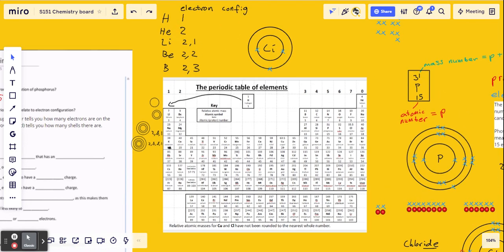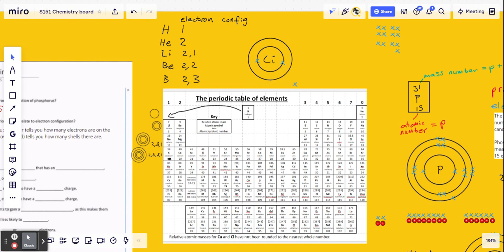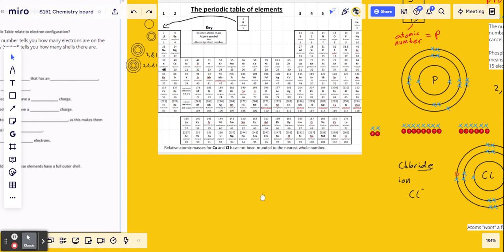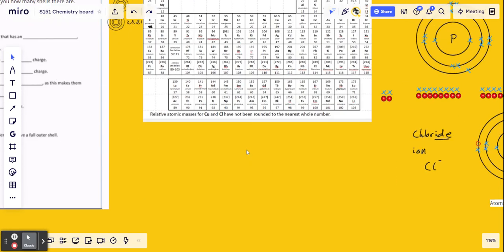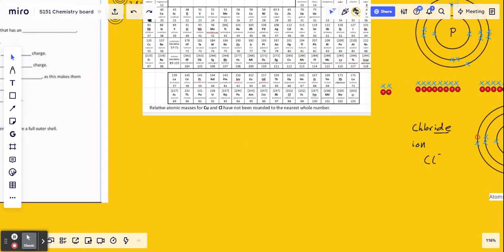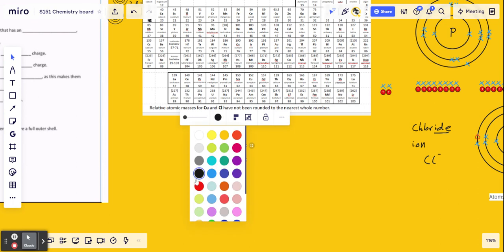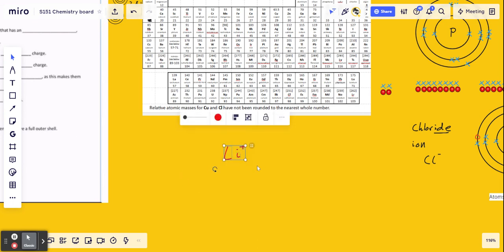So that would mean that lithium would form a positive ion. In fact, all metals form a positive ion. So if I did make a lithium ion, it would be Li plus, and we learned earlier on that chloride forms a Cl minus ion. So if we had chloride, and a lithium ion like this, Li plus, and these don't change their name, by the way. They're just called lithium ion.